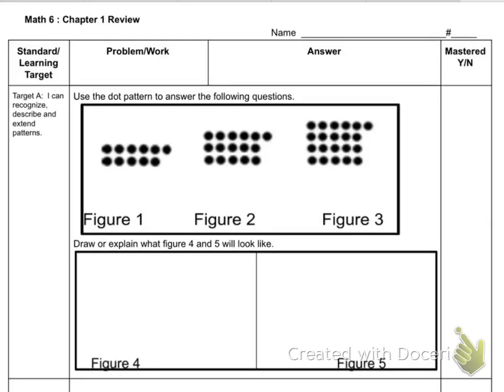Problem number 1 on the review. Use the dot pattern to answer the following questions. Draw or explain what figure 4 and 5 would look like. Your job was to figure out how the pattern changed. Draw 4, draw 5. Let's look at some examples.